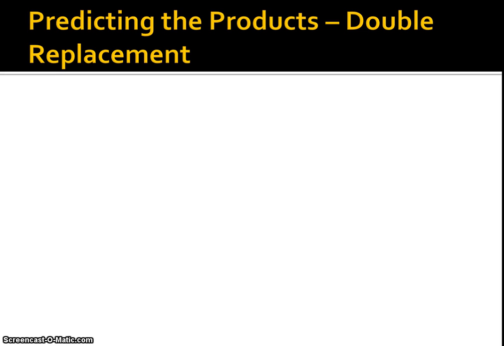Yesterday we talked about how to decide if a single replacement reaction will work or not, whether it'll actually react, and for that you use the activity series. Double replacement you can also predict if it works or not, but you're going to use something completely different.